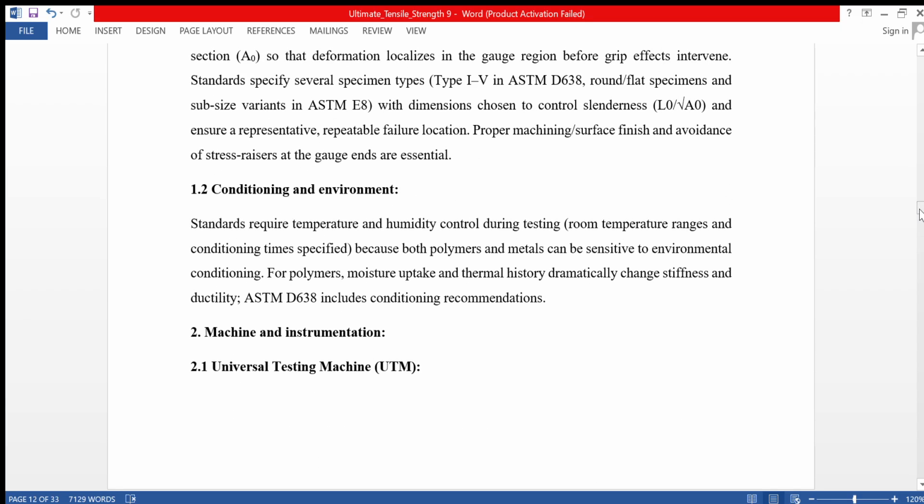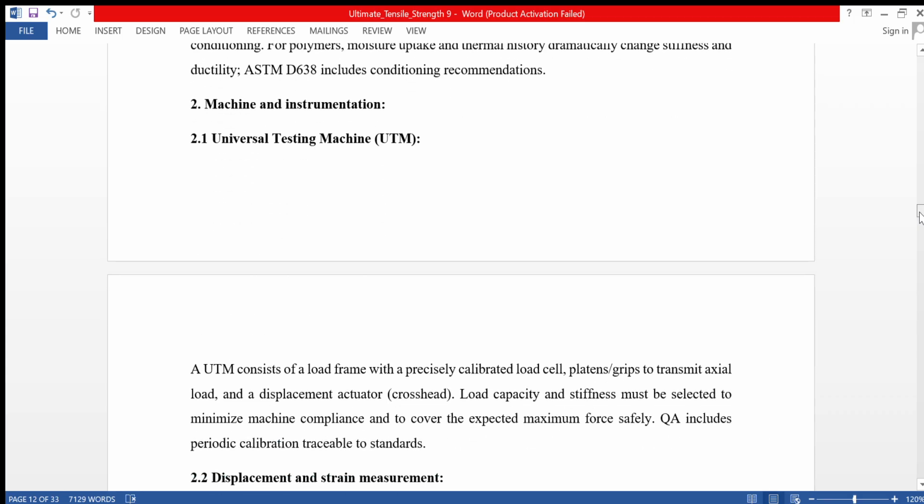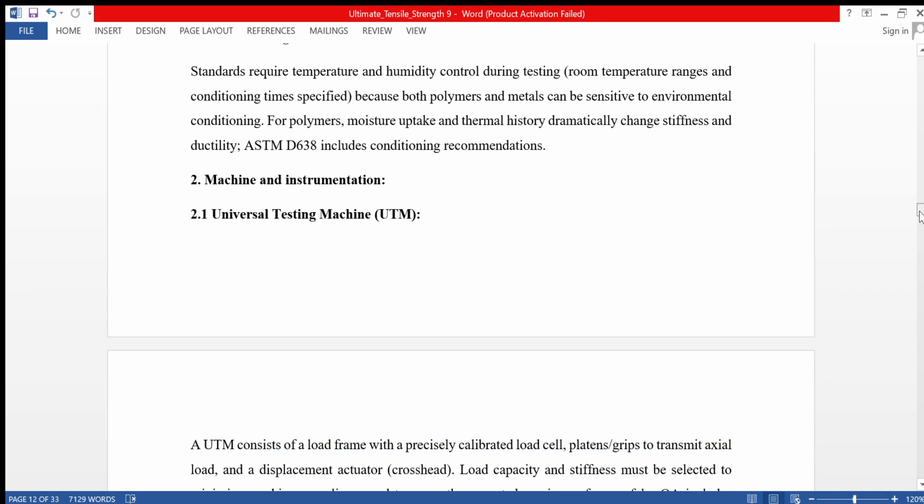Conditioning and environment. Standard requirements include humidity control, testing room temperature range and conditioning time specified. Both polymers and metals can be sensitive to environmental conditions. For polymers, moisture uptake and thermal history drastically change stiffness and ductility. ASTM D638 includes conditioning recommendations.